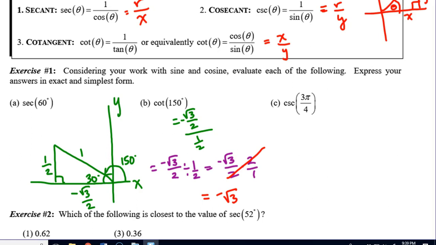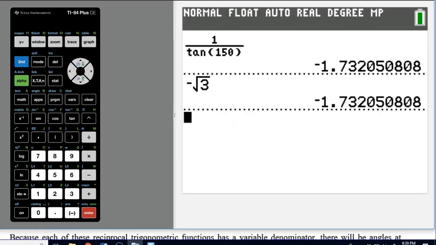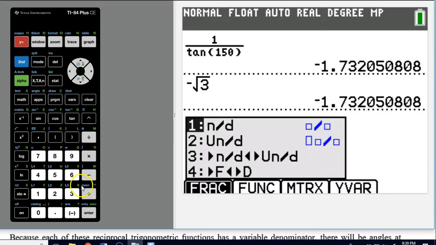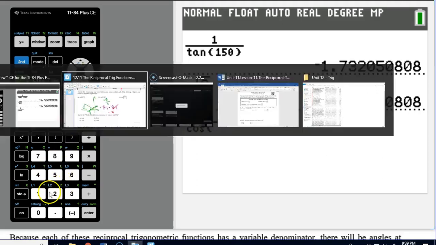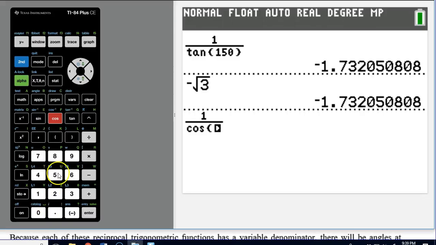Okay, so hopefully you took the time to do that. Secant of 52, of course, is going to be 1 over the cosine. I messed that up. Try again. 1 over the cosine of 52 degrees.